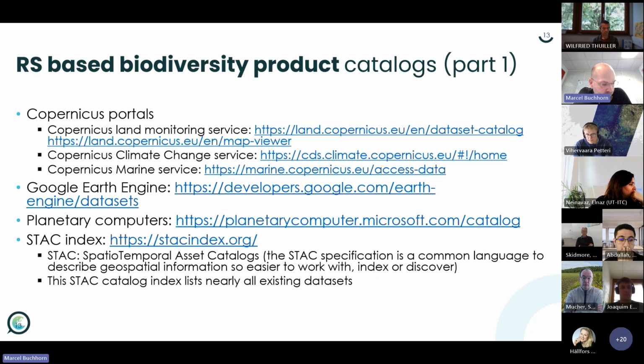We from VITO have, to be honest, quite a big impact there. We generated a lot of these data sets as well as the pipelines to generate them on a 10 daily basis. So you will find there data sets like LAI, FPAR, land cover, phenology, NPP, GDMP. So all these data sets are generated, as I already said, on 10 daily composites.